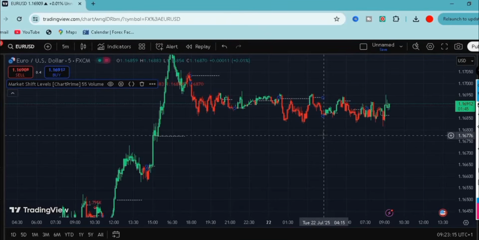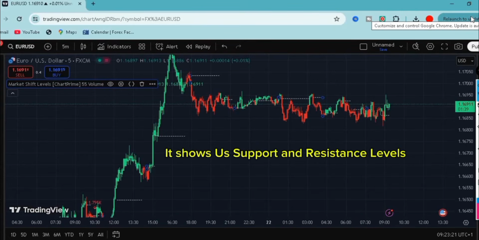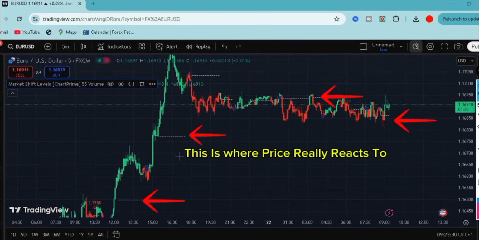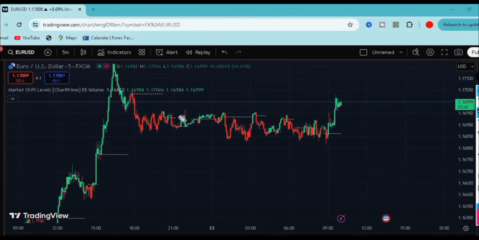Okay, so guys, something you may not know about this indicator is that it shows us the support and resistance levels. And showing us the support and resistance levels, guys, you're supposed to know this is what price reacts to, therefore empowering traders to spot early trend transition. All the levels you see right here show you a shift level, a level whereby price can really react to. Whenever you see a level like this, you're going to make decisions whether you're going to execute a trade or not. And that's why we have the volume right here.